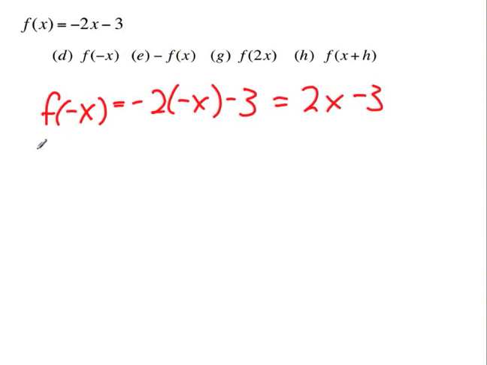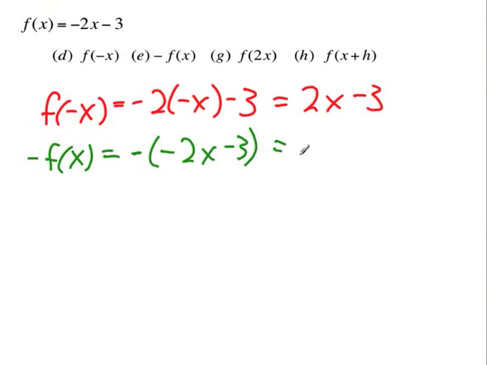Now, negative f of x. If you notice, we didn't do anything to the x. The x's stay the same, but we're going to take the function and negate the entire function. So I negated this entire side, so we need to negate this entire side. Distribute the negative into it, so you get 2x plus 3.